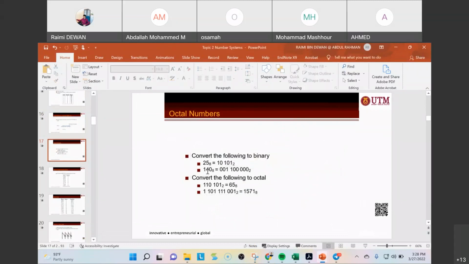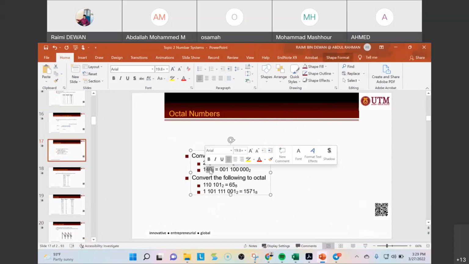Now from the octal to the binary. Okay, octal to binary. So if octal to binary, each symbol here, how many places do we need to prepare in the binary? How many bits? 3. Yes, understand, right? It's 3 because the largest symbol in octal is 7. 7 is how much in binary? 1, 1, 1, 3 bits. So that's why 3, 3, 3.